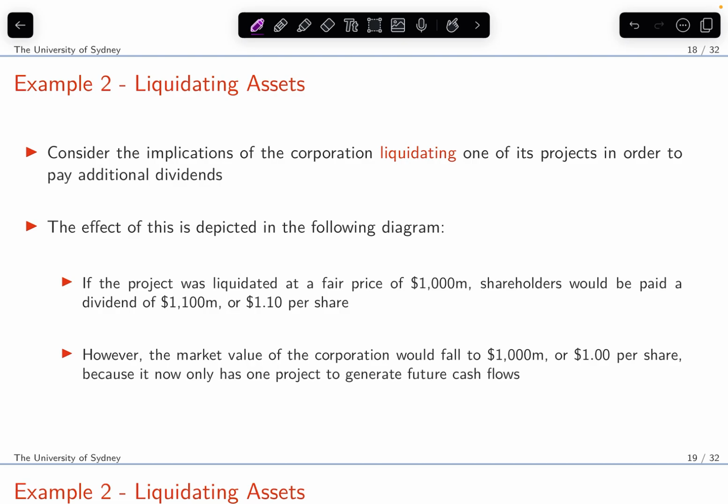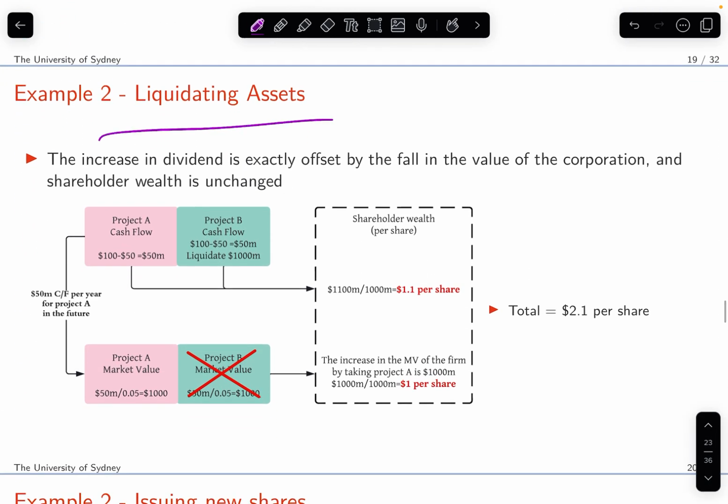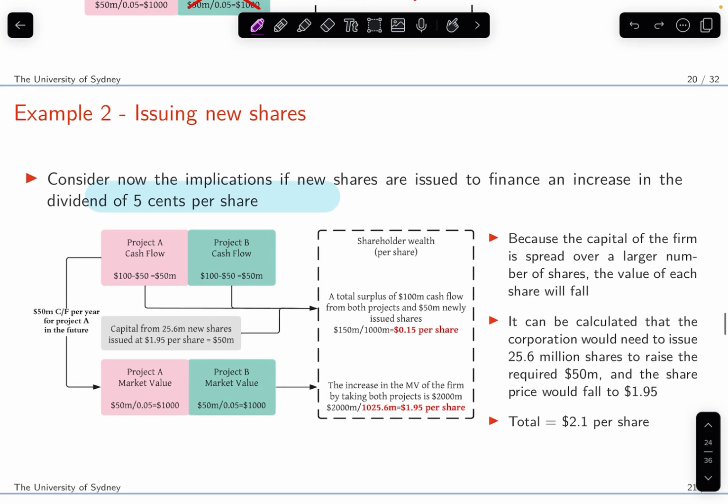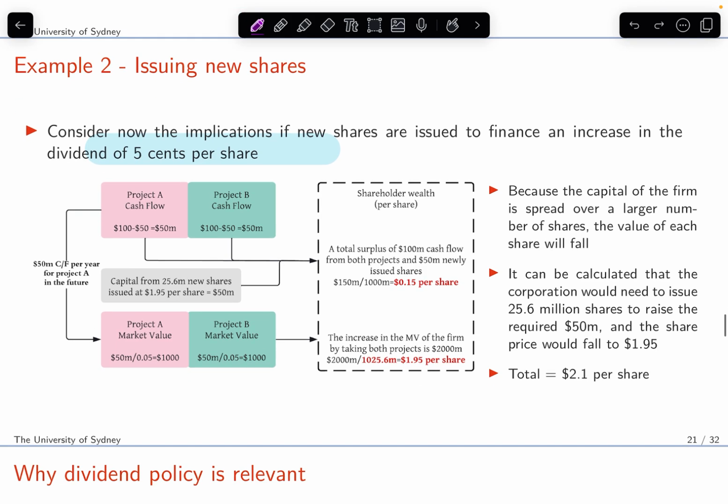Consider the implications of a corporation liquidating one of its projects in order to pay additional dividends. The effects of this are depicted in the following diagram. So here's an example of liquidating assets. An increase in the dividends is exactly offset by the fall in the value of the corporation, and the shareholder wealth is therefore unchanged. Issuing new shares is also an example here. Consider the implication of new shares: bringing on new investors, we are diluting current shareholders, and therefore the value of shareholder wealth decreases.